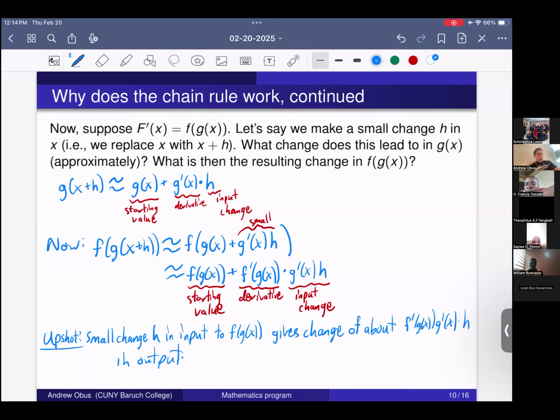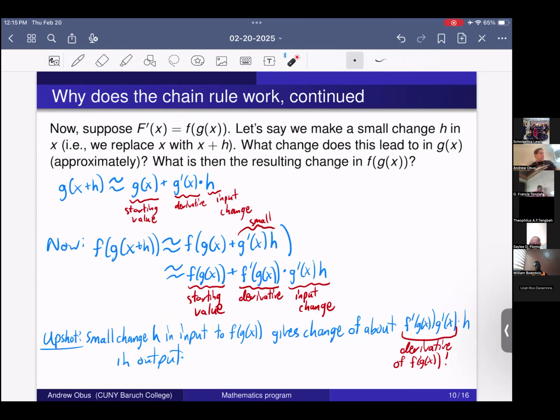Okay. And what that tells us is, so then what's the rate of change? If you make a change of h in the input and you get something times h in the output, then the derivative is exactly the scaling factor. So this thing here is the derivative of f of g of x. Okay, so this is basically the reason the chain rule works. This is not a proof. It's a little wishy-washy. If you want an actual proof, you can read it on page 119 of the book. But this is the main reason why the chain rule works.